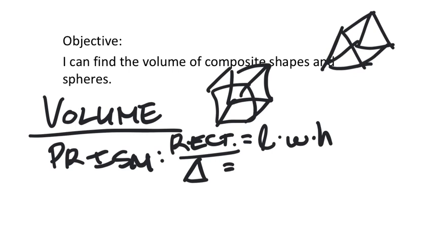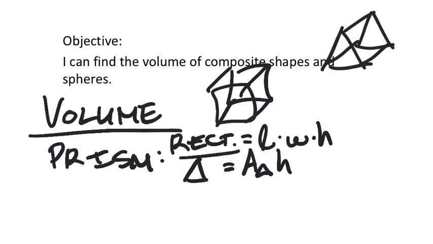Well, what you're going to do is find the area of the triangle and just multiply it by what we call the height, but you can call it the depth as well. And this is really how you find the volume of any prism. Just find the area of whatever the base is, and then multiply it by the height of that shape.